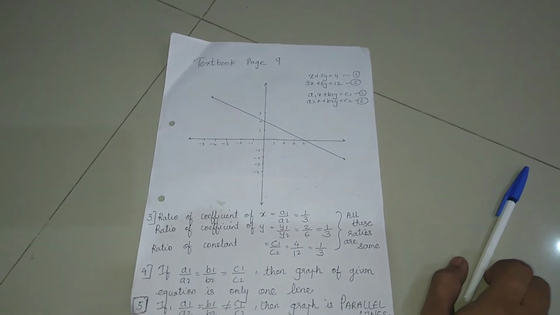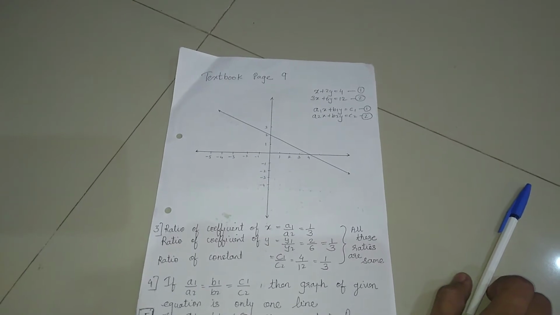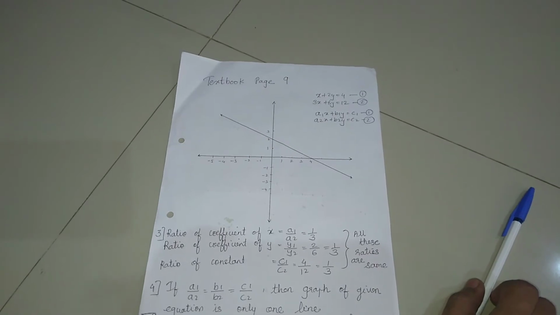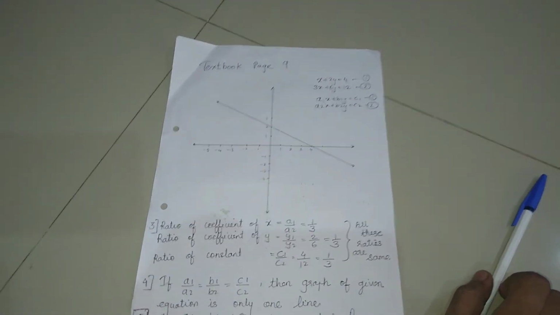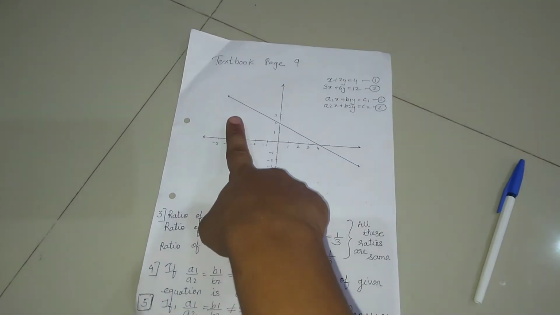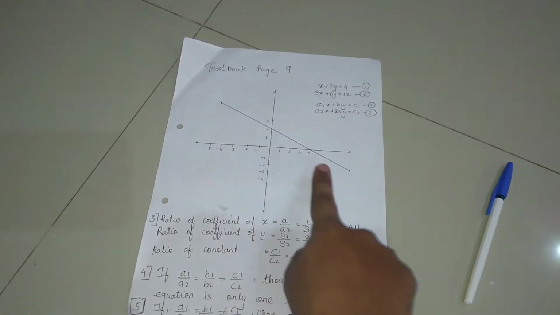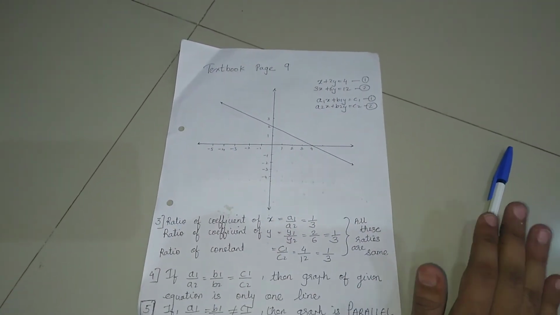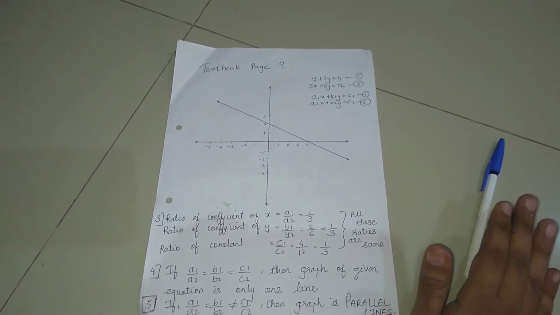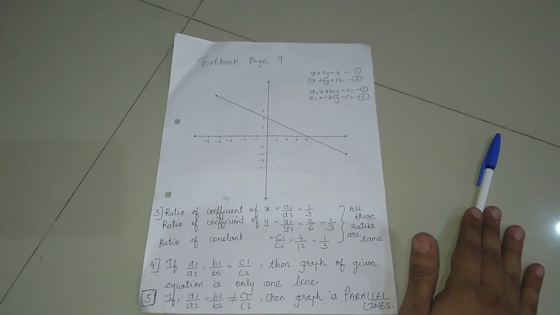Next, the second question: what are the solutions of the two equations x + 2y = 4 and 3x + 6y = 12? How many solutions are possible? Remember, whenever we get a single straight line when we draw the graph of both the equations, it means the system has many solutions, or we can say infinite solutions.